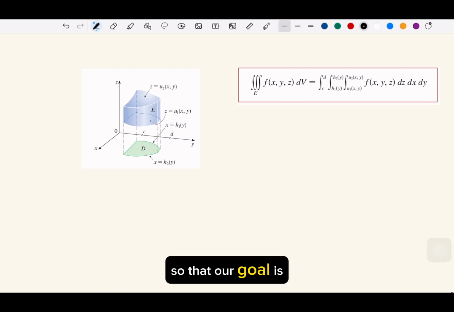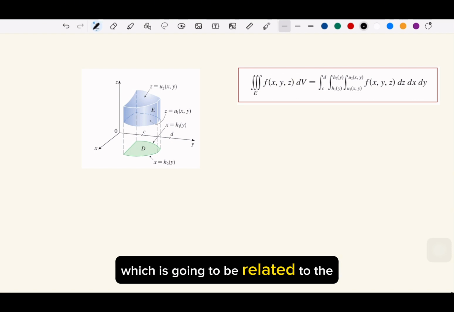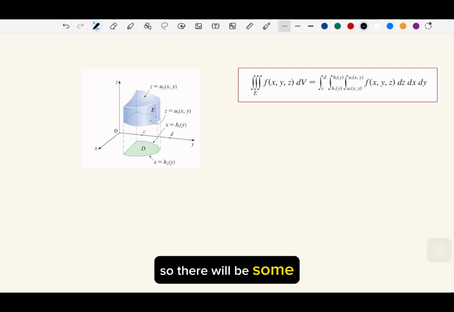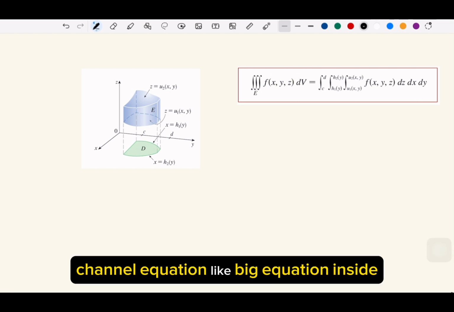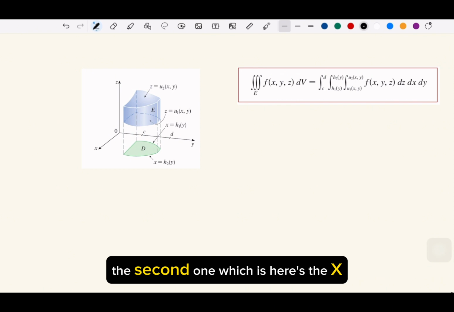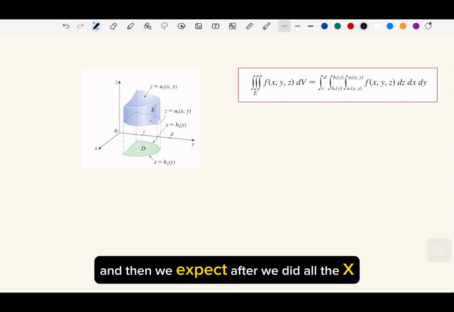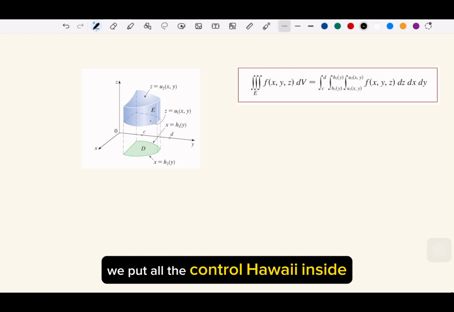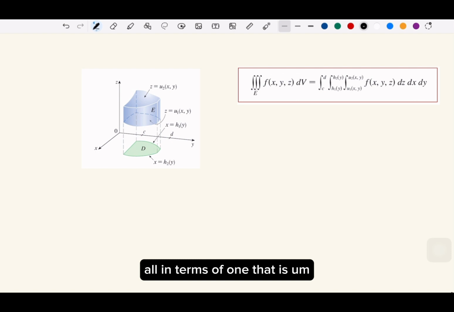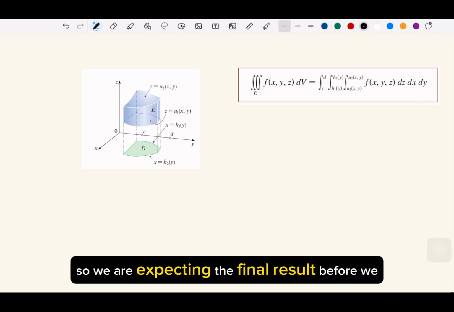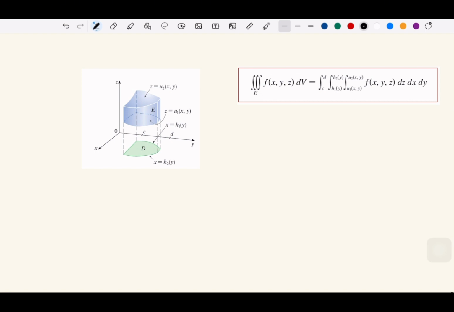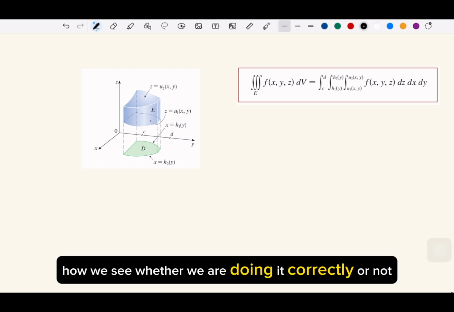So our goal is we first do the inside integration, which is going to be related to the function of two variables that we put into our system. So there will be some chunk of equations, like a big equation inside after we did the first integration. And then the second one, we are going to integrate with respect to the second one, which here is dx. And then we expect, after we did all the dx, we put all the function of y inside. And then the rest, we are expecting to have all in terms of y. That is the process. So we are expecting the final result before we integrate with the constant. The final result will be in one variable y. Okay, so that's how we see whether we are doing it correctly or not.